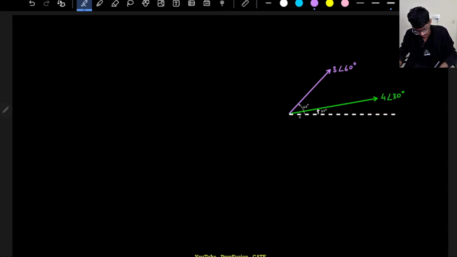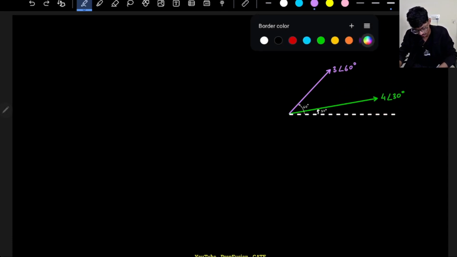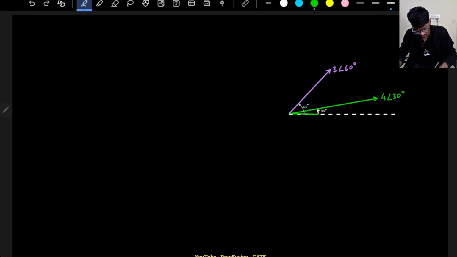So the 4 angle 30 will have an x component, so we'll use a different pen. We'll have an x component here. It will be what? 4 cos 30. 4 cos 30 is root 3 by 2, so it will be 2 root 3. Correct. And it will have a y component. That will be 4 sin 30. It will be 2.